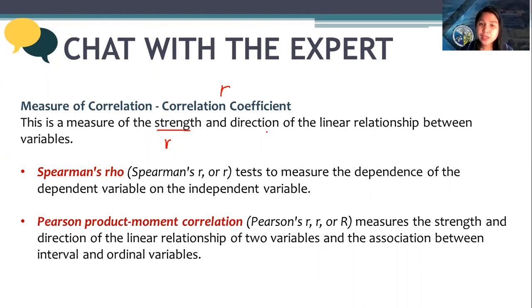The next, direction. Remember that trend line. If it goes up, it's a positive direction. Is the relationship positive? Like if the stress levels go up, academic performance will also go up? Or is the relationship, the direction, negative? Like when the stress level goes up, then academic performance goes down. So what's the strength and what's the direction of the relationship? That is seen in the value of your R, the correlation coefficient.